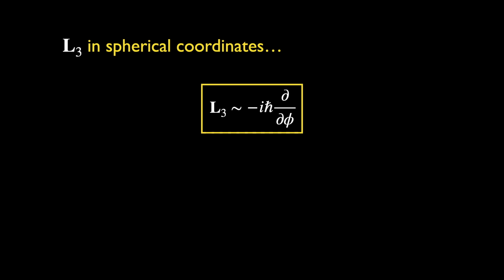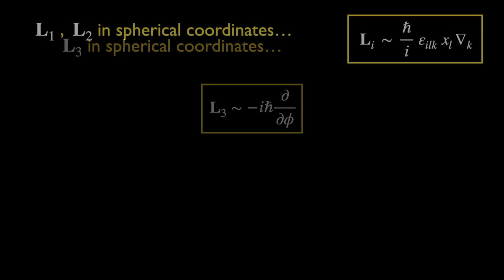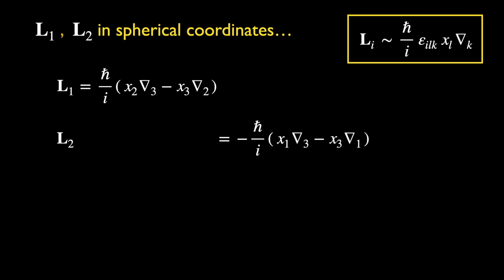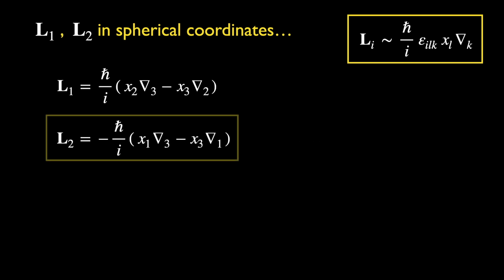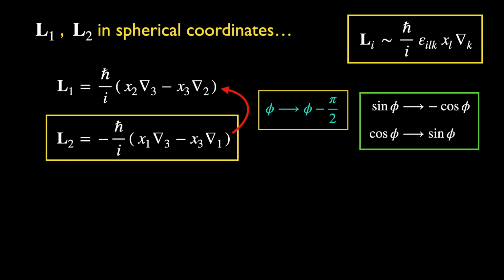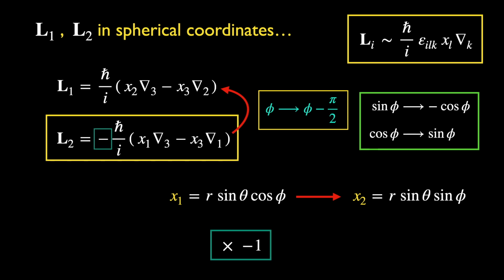Let's proceed with the rest of the components. Let's write L2 in a form that is more easily compared with L1. L2 is transformed into L1 by the same transformation that converts x1 to x2, which we have introduced in lecture 8, with an additional minus sign to be included in the end. By these conversion rules, we only need to solve for L2 to get L1 for free.